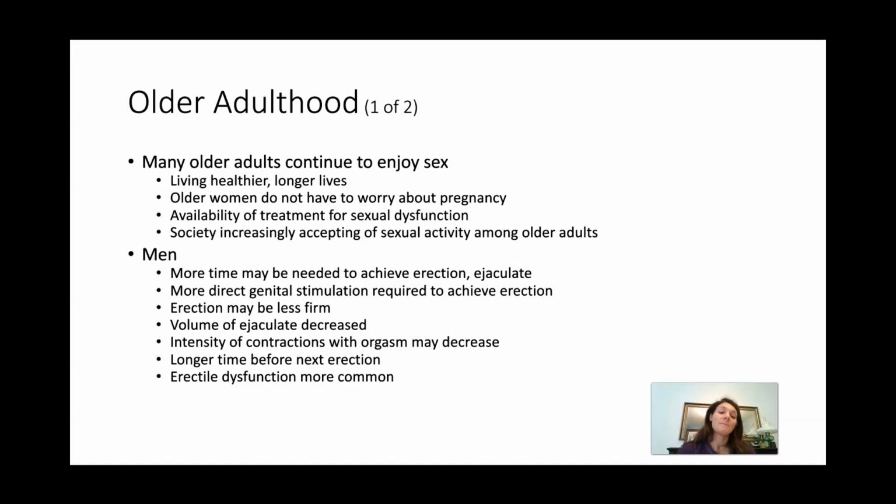In men, they may need more time to achieve an erection and ejaculate. They probably will need more direct genital stimulation to achieve an erection, and their erections may be a little less firm, and the volume of what they ejaculate is probably going to be decreased. The intensity of their orgasms also may decrease, and they will have a longer period of resolution in the sexual response cycle before they can achieve their next erection. And it is very common for older men to experience erectile dysfunction at some point in their older adult life.